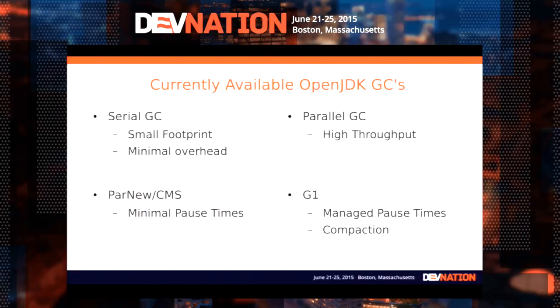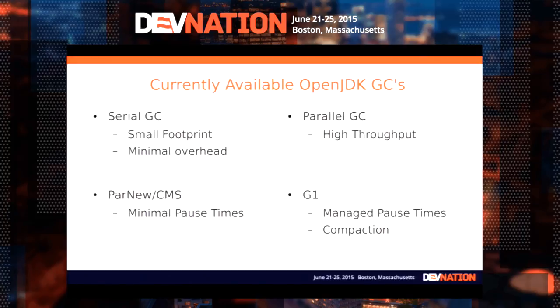We have the parallel garbage collector, which is the high throughput collector. If your goal in life was to run fast Fourier transform as fast as possible, parallel GC is going to give you the best time to your answer.